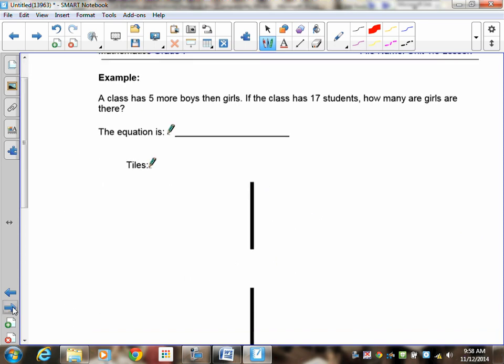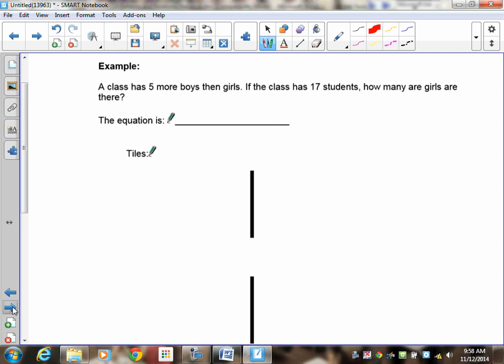Okay. A class has 5 more boys than girls. If the class has 17 students, how many girls are there? Well, in this situation, I've already told you that there's a total. Okay? Now, remember we talked about totals. Totals have to be on one side. So I need to have a class having 5 more boys than girls. Since I'm trying to find girls, I'm going to use G again.